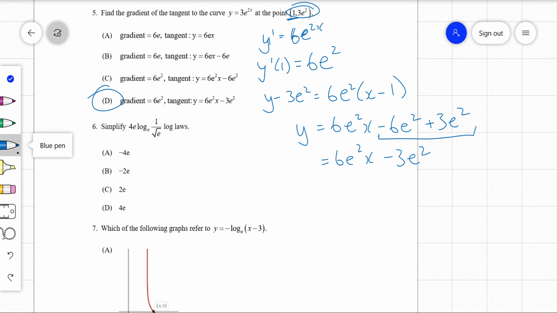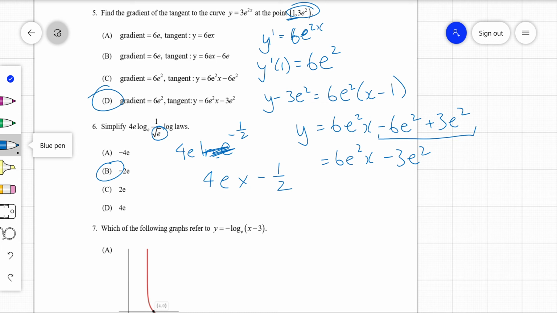So using log laws here, we've got 4e log base e, so ln, and this is e to the power of negative a half because it's 1 on and it's square root. So we know log base e of e doesn't really do anything, so it's just 4e times negative a half. So it's negative 2e, which would be B.